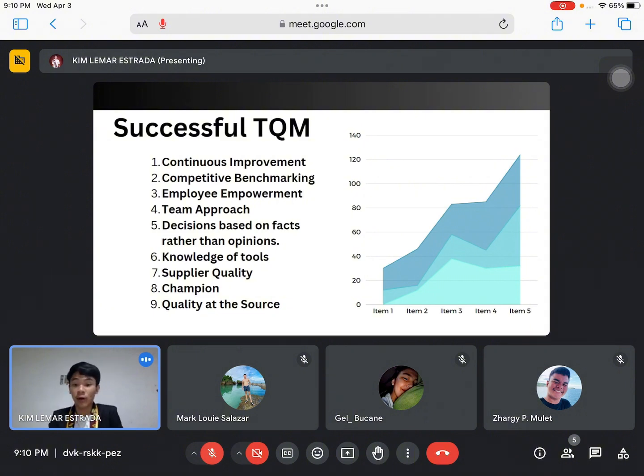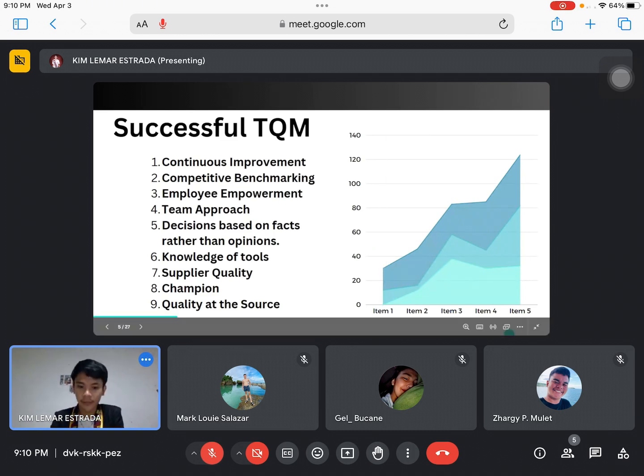Quality at the source is very important, because to have a successful total quality management, you need to have quality at the source, which are the employees or the workers, because they produce the product.